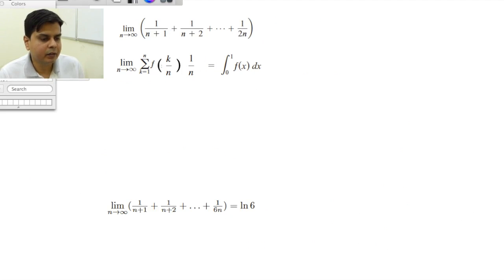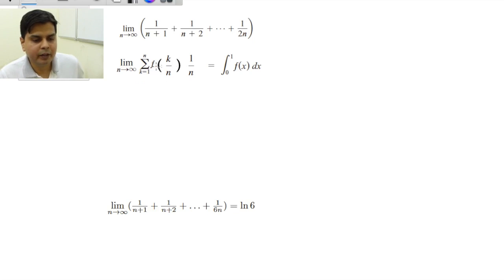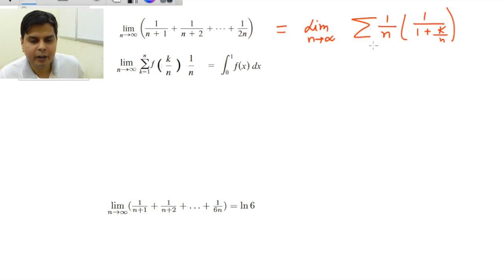So when I write this in terms of this formula, limit n tends to infinity, summation f of k by n times 1 by n is equal to the integral 0 to 1 of f(x) dx. I know this thing. So when I start writing this, this is the same as limit n tends to infinity, summation, I can take 1 by n common outside in all the brackets. So inside the bracket I will get 1 plus k by n, because this n will be taken out.